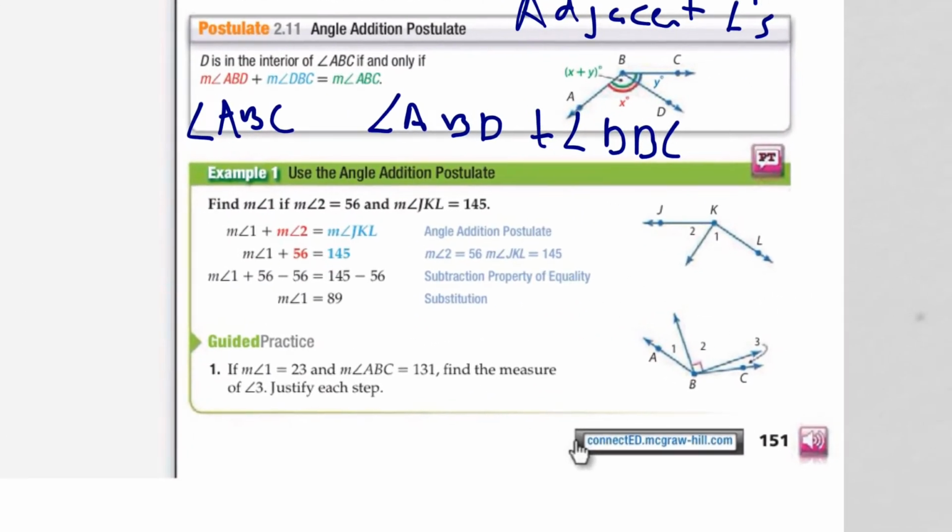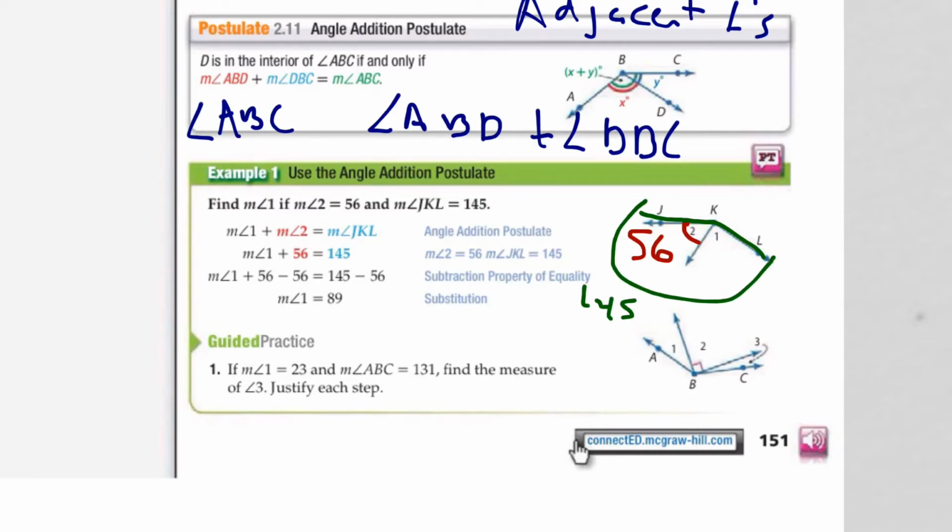So example 1 is asking, how can we use that in math? How do we use it to solve? Let's read carefully. It says, find the measure of angle 1 if the measure of angle 2 equals 56. Okay, I'm going to mark that: measure of angle 2 is 56. And measure of angle JKL is 145. JKL, ooh, that's the whole thing, is 145.